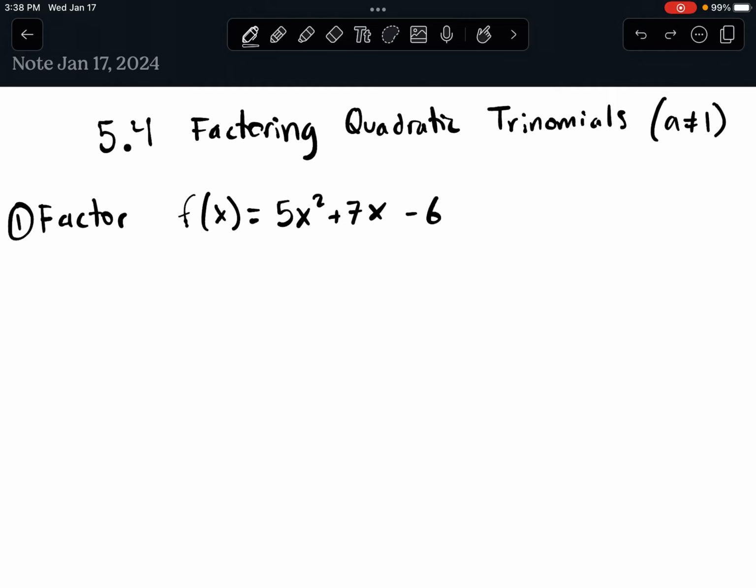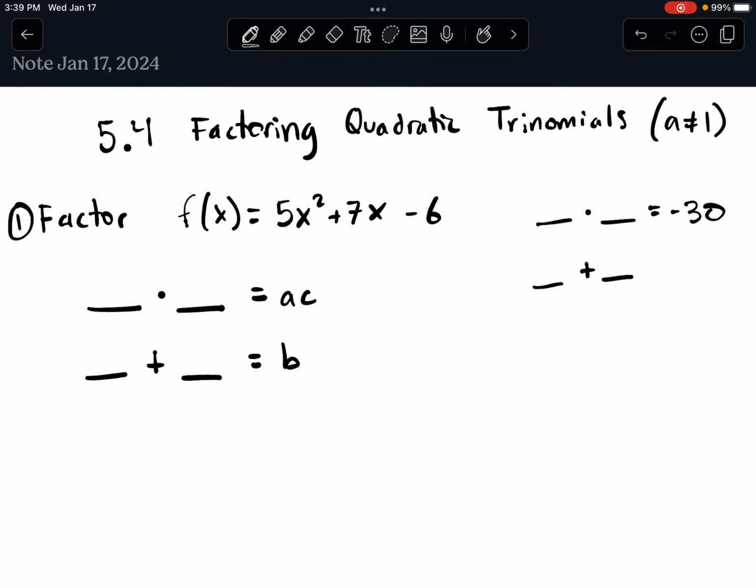But if you're kind of learning this for the first time again, this is the way that I like to do it. So first thing you have to do is you look for 2 numbers that multiply to be a times c. And those same 2 numbers have to add up to equal b. So the b part's the same as when you have a equal to 1, but the ac part is new. So what this means is that I have to take a times c. So 5 times -6 is -30. So I'm really looking for 2 numbers that multiply to be -30. But when I add those 2 numbers together, they have to equal b, and b is 7 in this case.